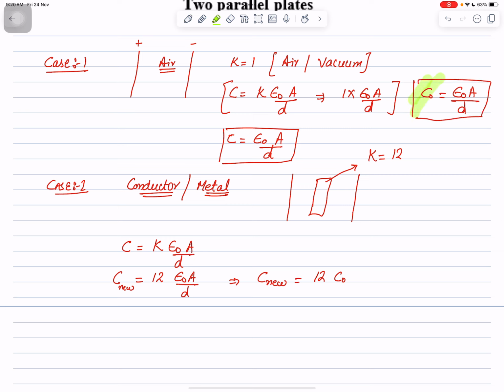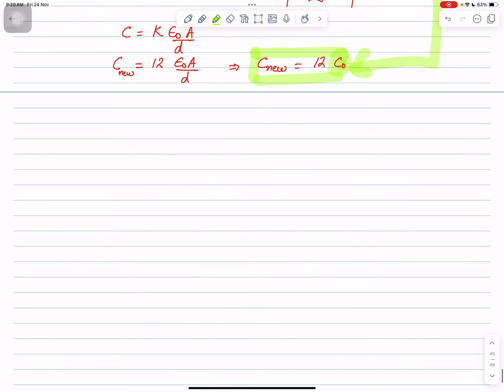Clear? So we can place this value here. This value is here. Clear, guys? So I can simply say the new capacitance will become K times the normal capacitance if we introduce a new medium. Okay.